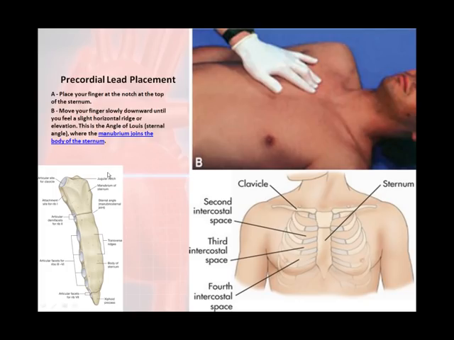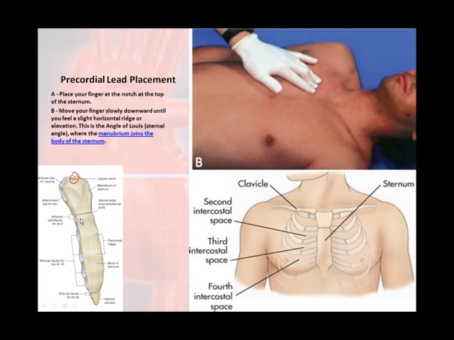The next step is you actually move your fingers down until you feel the horizontal ridge right there, the angle of Louis. This is where the manubrium actually joins the sternum or the body of the sternum. So you're going to start up here. The next thing that you're going to do is you're going to move your finger slowly down until you actually feel a slight horizontal ridge or elevation.